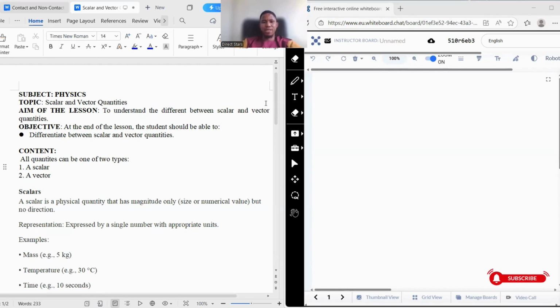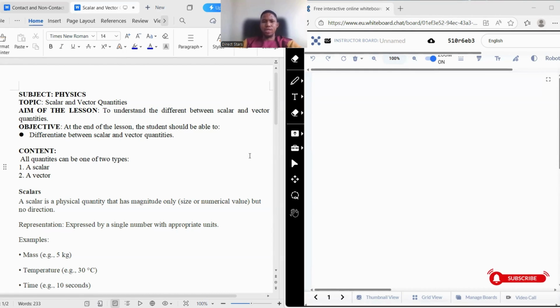Quantities can be defined as the measurable properties of a physical system using a number and unit. For this, we call them physical quantities, which can be classified into two types, scalar or vector. A scalar quantity is a physical quantity that has magnitude only but no certain direction.